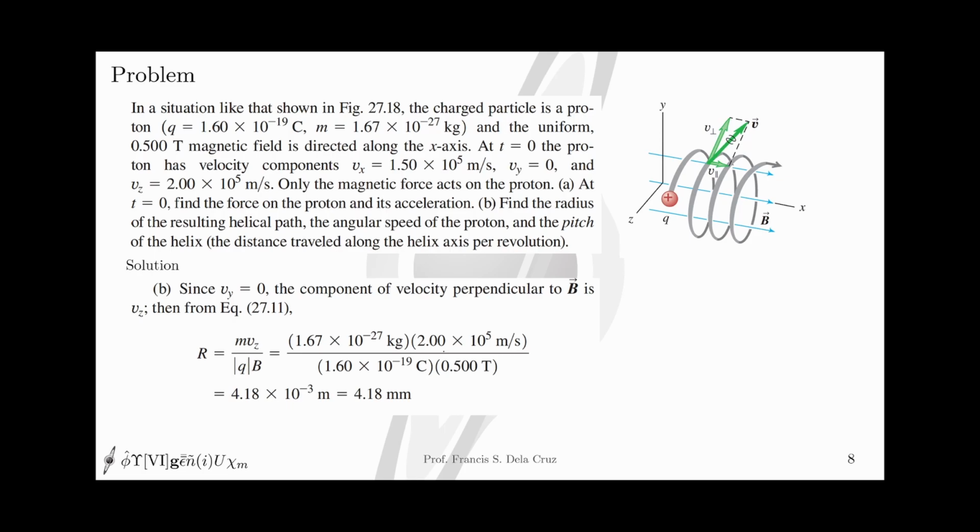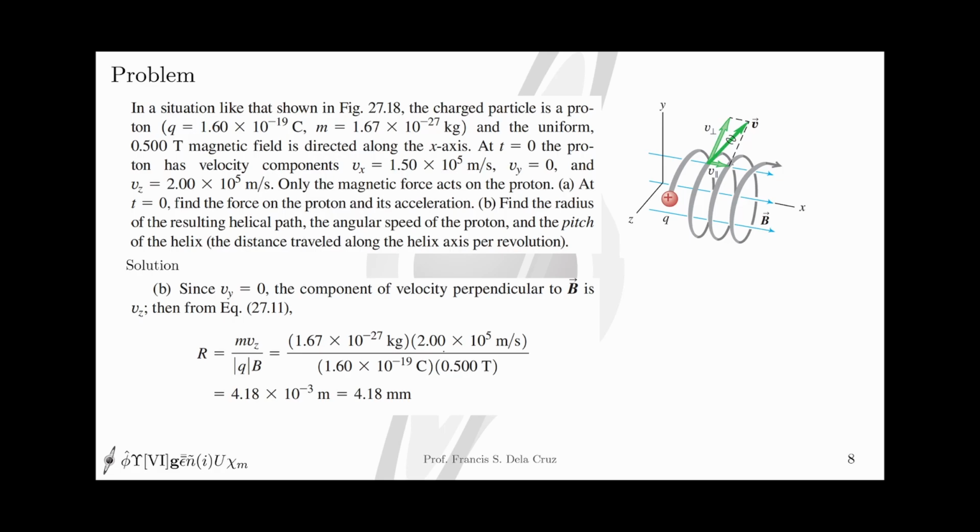So the radius is m v sub z over the absolute value of q times B, whether you have an electron or a proton. So the radius would be the ratio of the product of the mass and velocity and the product of the charge and the magnetic field. You just substitute the values and you will have 4.18 millimeters. So that's the radius of this helical path.